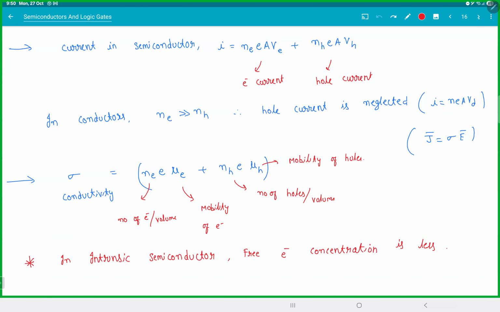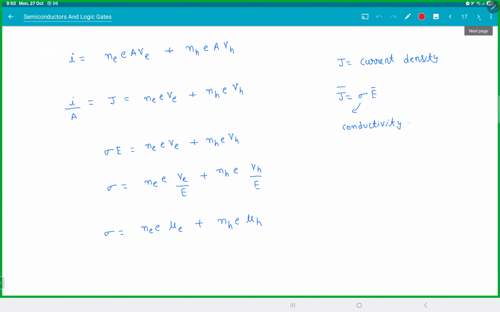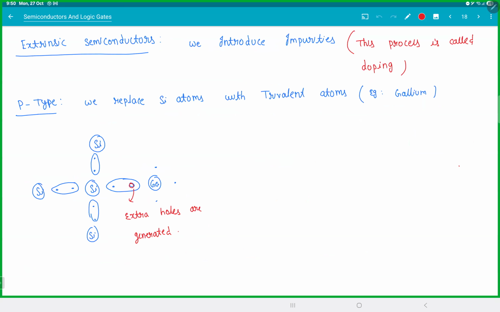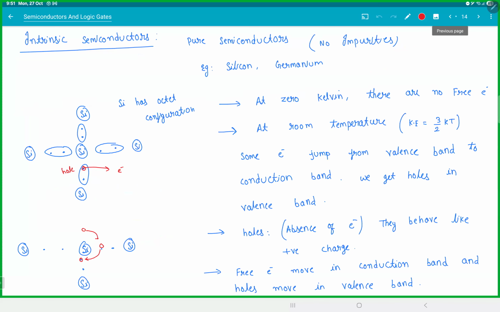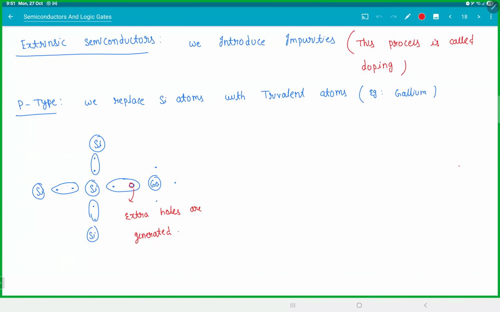So people said semiconductor is good. So the whole story, if you go right, semiconductor is good, but it is not conducting enough. So we start doing something. We introduce impurities. These are called extrinsic semiconductors. Pure semiconductors are called intrinsic semiconductors. So this process of introducing impurities is called doping.